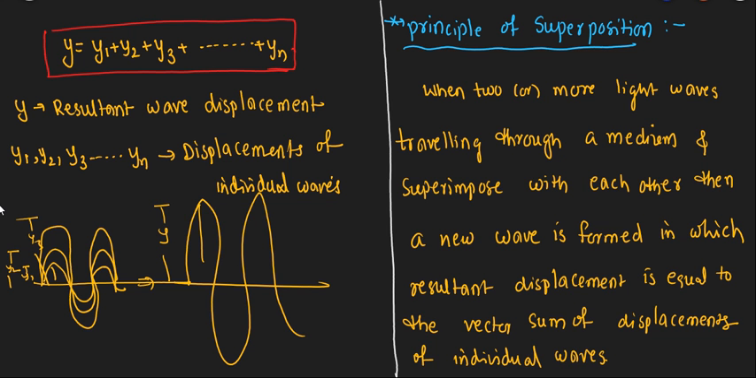The new wave is called the resultant wave. That resultant wave displacement is equal to the sum of displacements of individual waves. Here you see the figure. There are three waves.